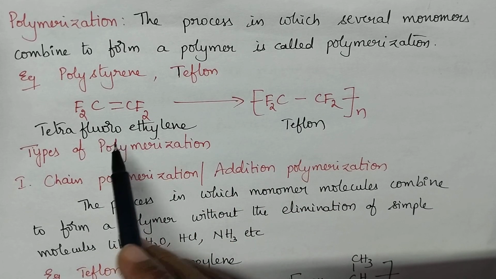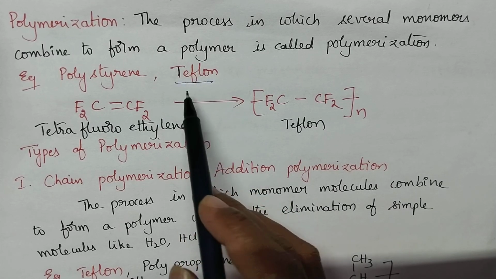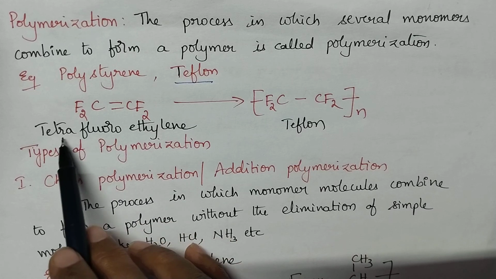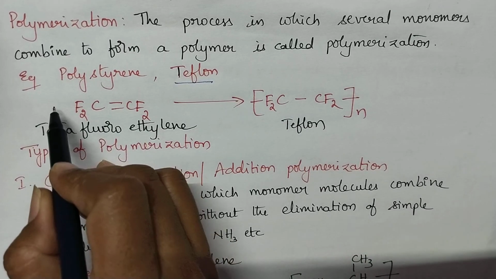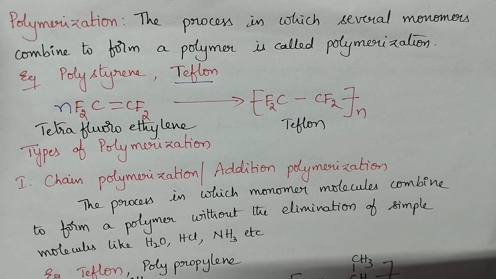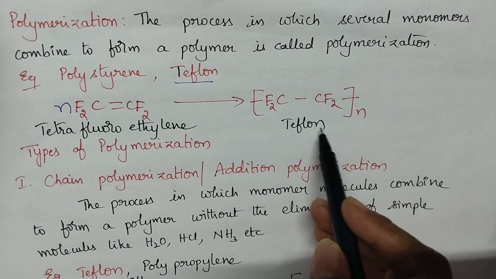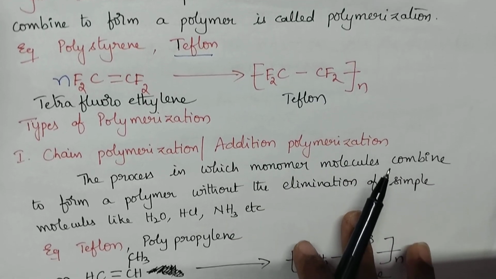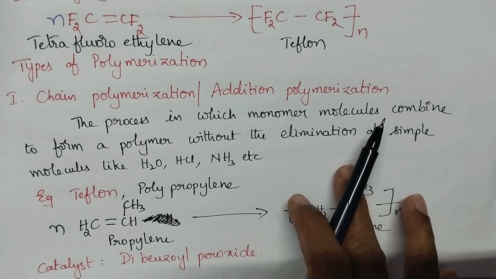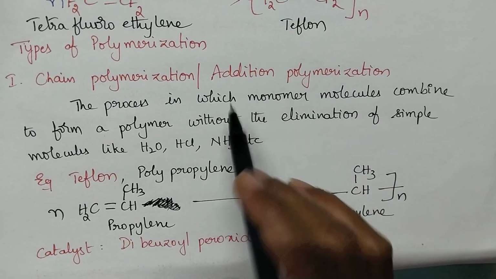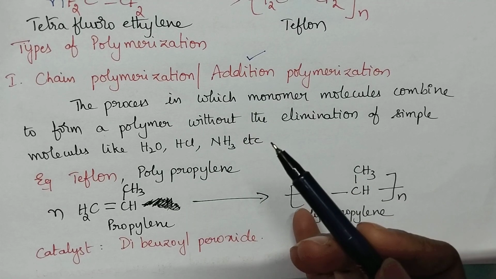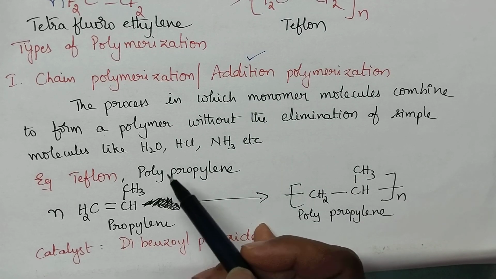Let us see the formation of Teflon. Teflon can be prepared by the polymerization of tetrafluoroethylene. So tetrafluoroethylene molecules undergo polymerization and that results in the formation of Teflon. Coming to the types of polymerization, polymerization can be classified into two types. One is addition polymerization and the other one is condensation polymerization.